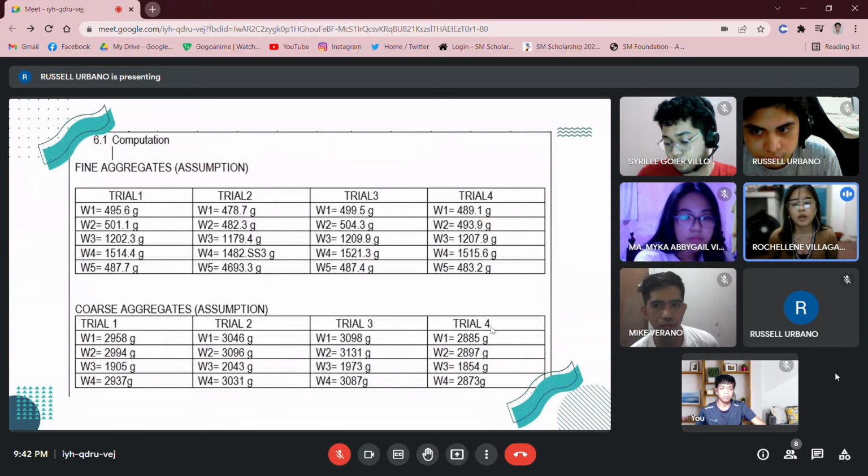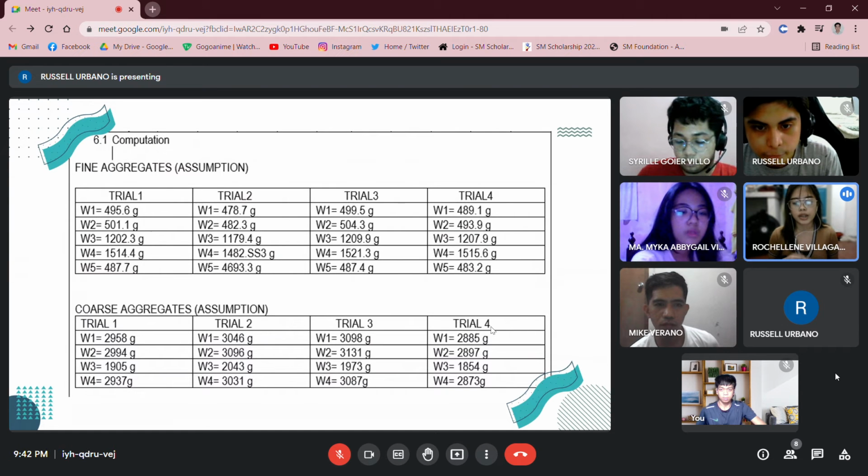it is the computation assumption of fine aggregates for every trial from 1 to 4, weighing 250 grams of fine aggregates. It uses different formulas for calculating each specific gravity and absorption. For bulk specific gravity, we use as the formula weight 1 over weight 3 plus weight 2 minus weight 4. Next, the bulk specific gravity SSD is weight 2 over weight 3 plus weight 2 minus weight 4.